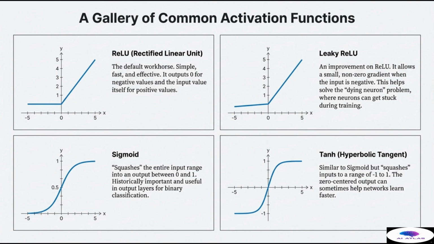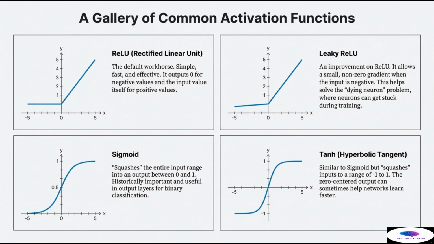Here are 4 of the most common ones we encounter today. First, the ReLU or rectified linear unit. This is currently the default workhorse for most hidden layers. It is incredibly simple, fast to compute, and highly effective. Its definition is straightforward. If the input is negative, it outputs 0, effectively silencing the neuron. If the input is positive, it simply outputs the input value itself. This simplicity helps with rapid training.